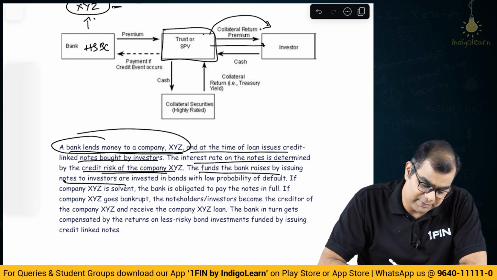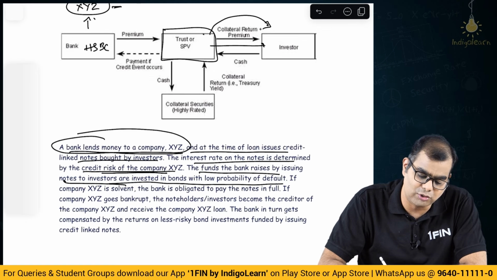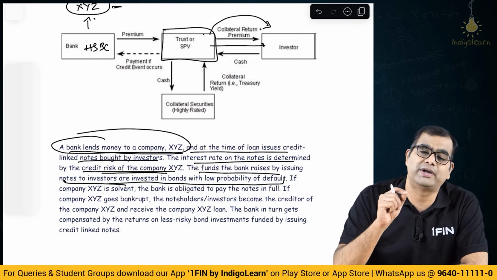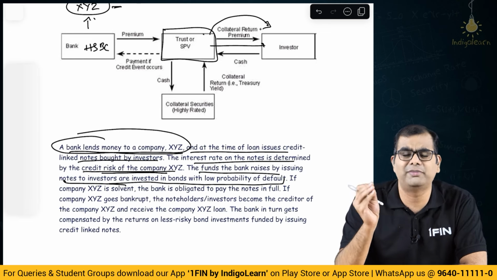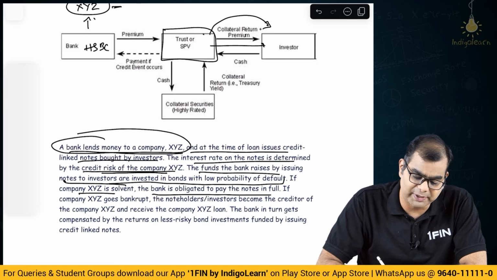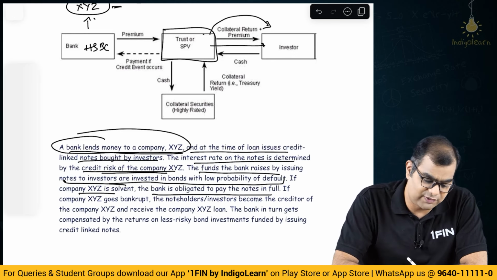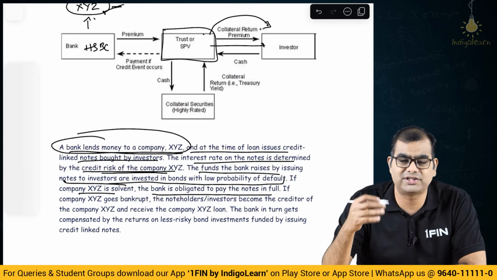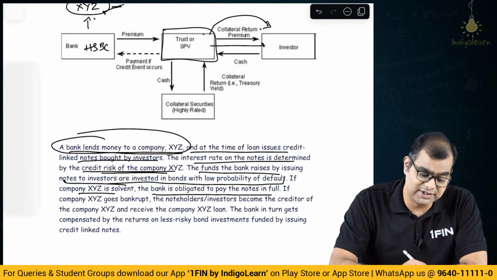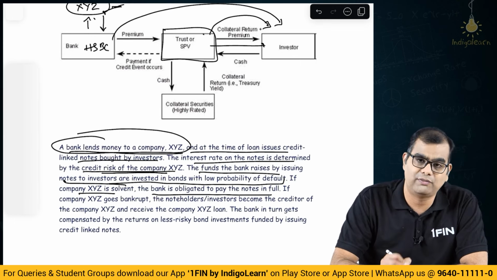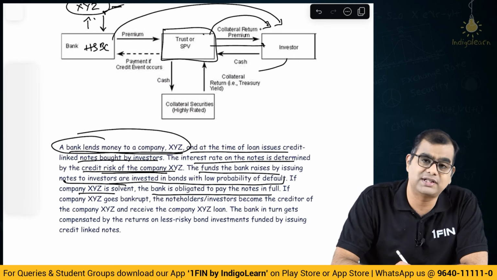And the funds raised by the bank by issuing the note are invested in bonds with low probability of default. So, the money that you raise, you actually keep it with you and you invest it in bonds with low probability of default, basically government securities. If company XYZ is solvent, the bank is obligated to pay the notes in full. So, if XYZ is solvent, that is, nothing happens to it, it continues to remain solvent, it is servicing the interest and all of that. It is servicing the interest to whom? To HSBC. HSBC is supposed to repay the amount. What amount? This money they have taken from the investor, they are supposed to repay it along with whatever interest they have agreed. Why?